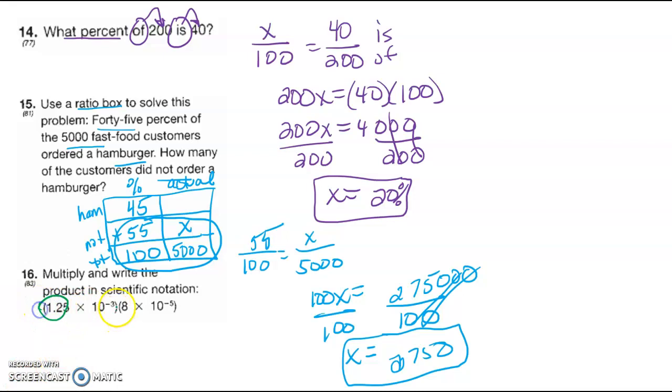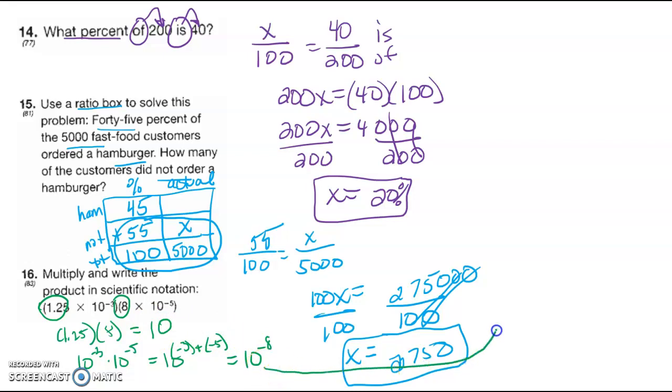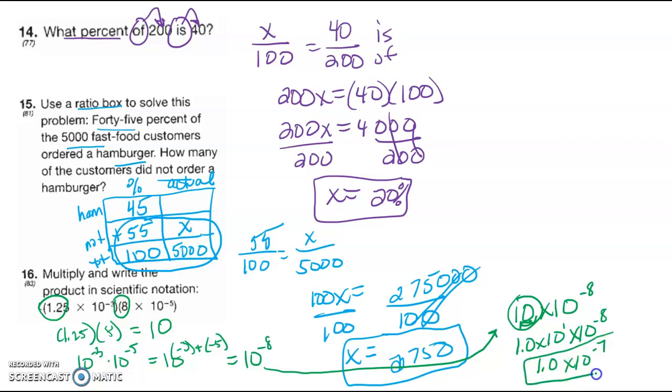16, we're going to multiply this first number and then the next number, so we have 1.25 times 8, and then I have 10 to the negative 3 times 10 to the negative 5, which is 10 to the negative 3 plus negative 5, which is 10 to the negative 8. 8 times 1.25 is 10. So let me bring this over here. Just follow the green. Sorry. 10 times 10 to the negative 8. This is not scientific notation, so I'm going to have to move this. When I move that 1, I add a 10 to the 1, which gives me 10 to the negative 7.